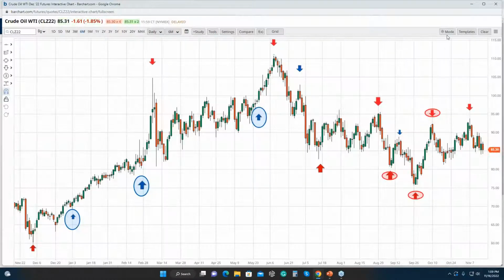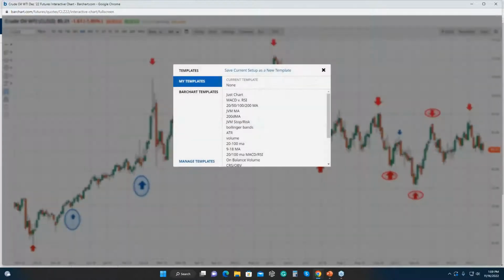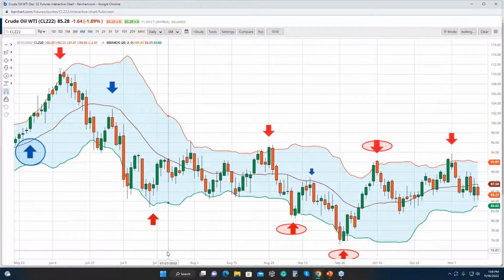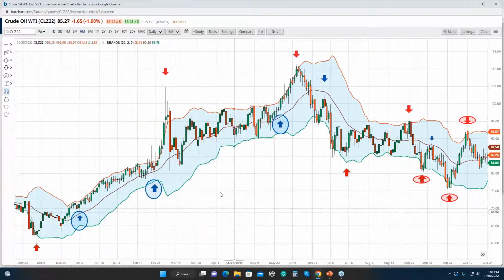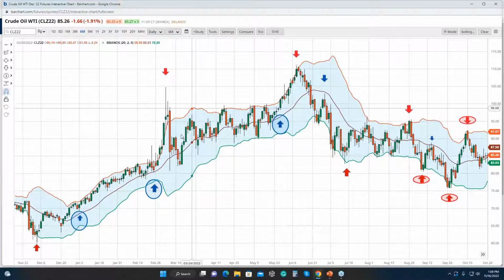Now, what you can also do is we can create a template. If you don't know how to create a template, we do have educational videos on our website that show you how to do it, or just write to support at barchart.com. And I have a template which just says Bollinger Bands, and that's all it is. It's just Bollinger Bands. And so when we look at our Bollinger Bands here, the green here is my lower band, the red is my upper band, the shaded area is the width of the band, and the middle line is what we call our mean or our moving average.